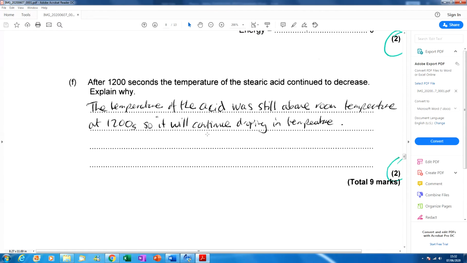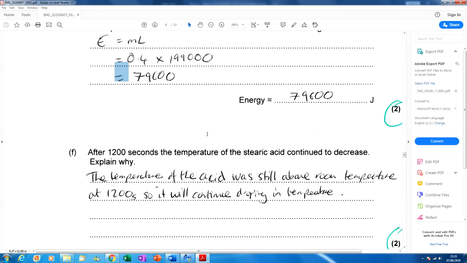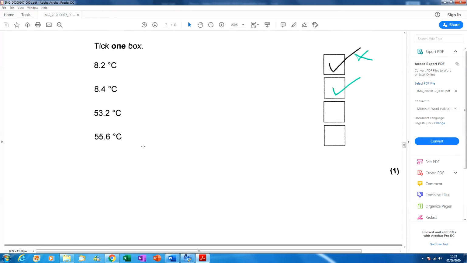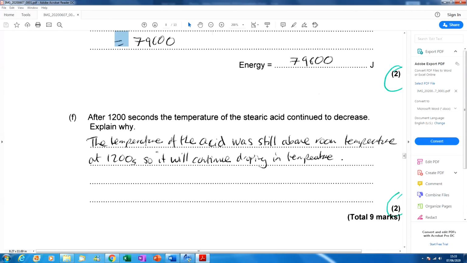After 1,200 seconds, explain why the temperature of the stearic acid continued to decrease. Well, going up here, you can see after 1,200 seconds, it was still at over 50 degrees, which is higher than room temperature. So I said that the temperature of the acid was above room temperature, and so it will continue dropping in temperature. I probably could have gone a bit further and said until it reached room temperature, but you needed to say that it was above room temperature, and it would keep dropping. The temperature would keep dropping until it got to room temperature.